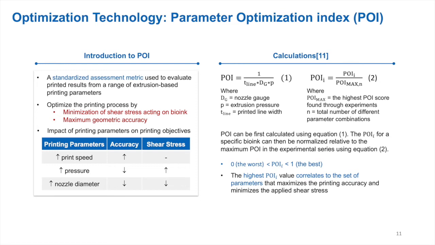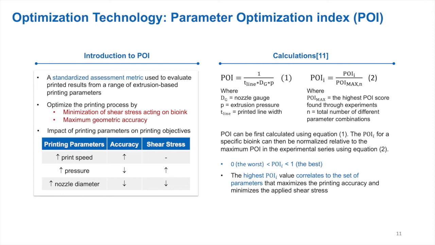To balance the printing objectives, two equations on the right can be applied to help us determine the optimal printing conditions. From the relationships in the table and comparing experiments conducted in laboratories, POI values can first be calculated using equation 1. The POI value for a specific bioink can then be normalized relative to the maximum POI that could be achieved in the experimental series using equation 2. The calculated score will be a dimensionless number between 0 and 1.